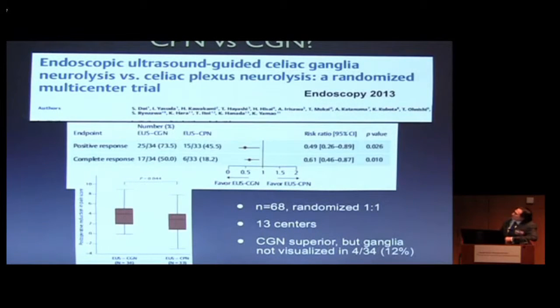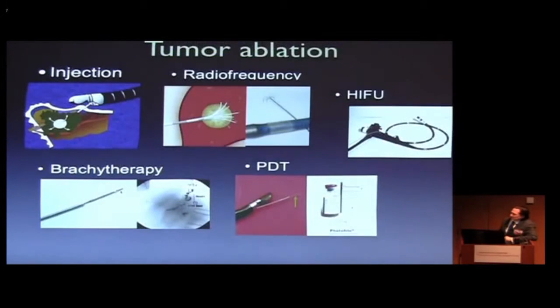This is an important trial that was published last year, a randomized trial that compared EUS-guided celiac ganglia neurolysis versus the celiac plexus neurolysis, showing, the multi-center trial, by the way, showing that CGN was superior. However, the ganglia were not visualized in about 12% of patients. So if you cannot see the ganglia, then you have to resort to celiac plexus neurolysis.